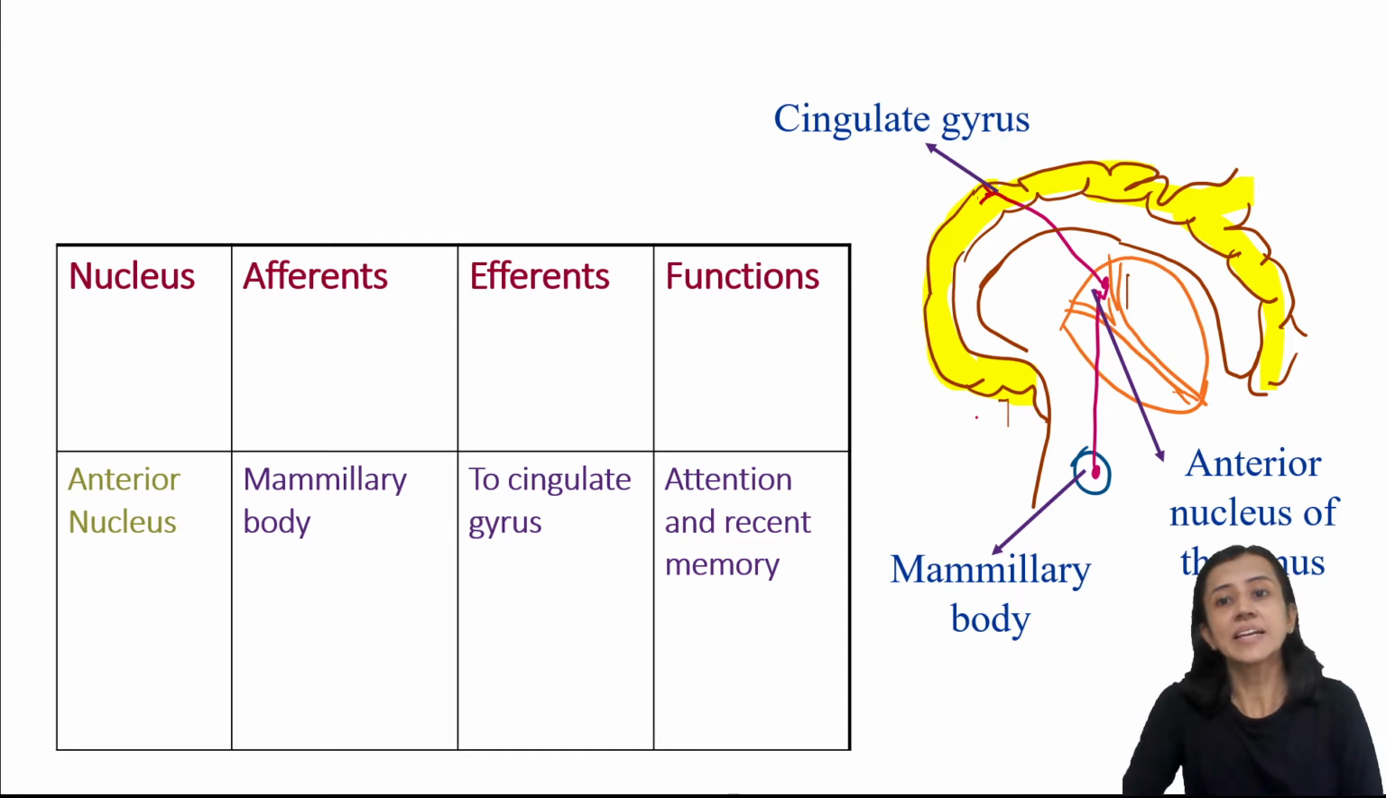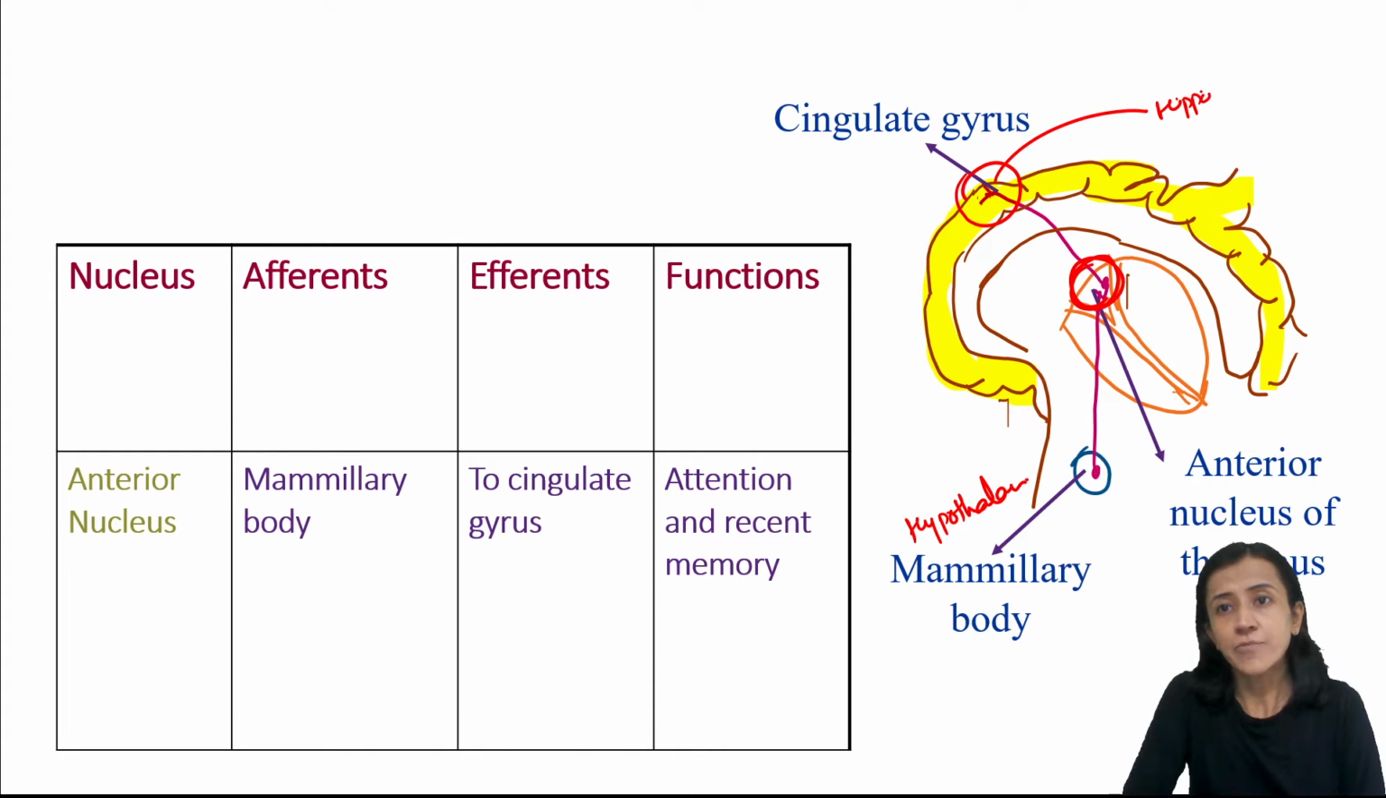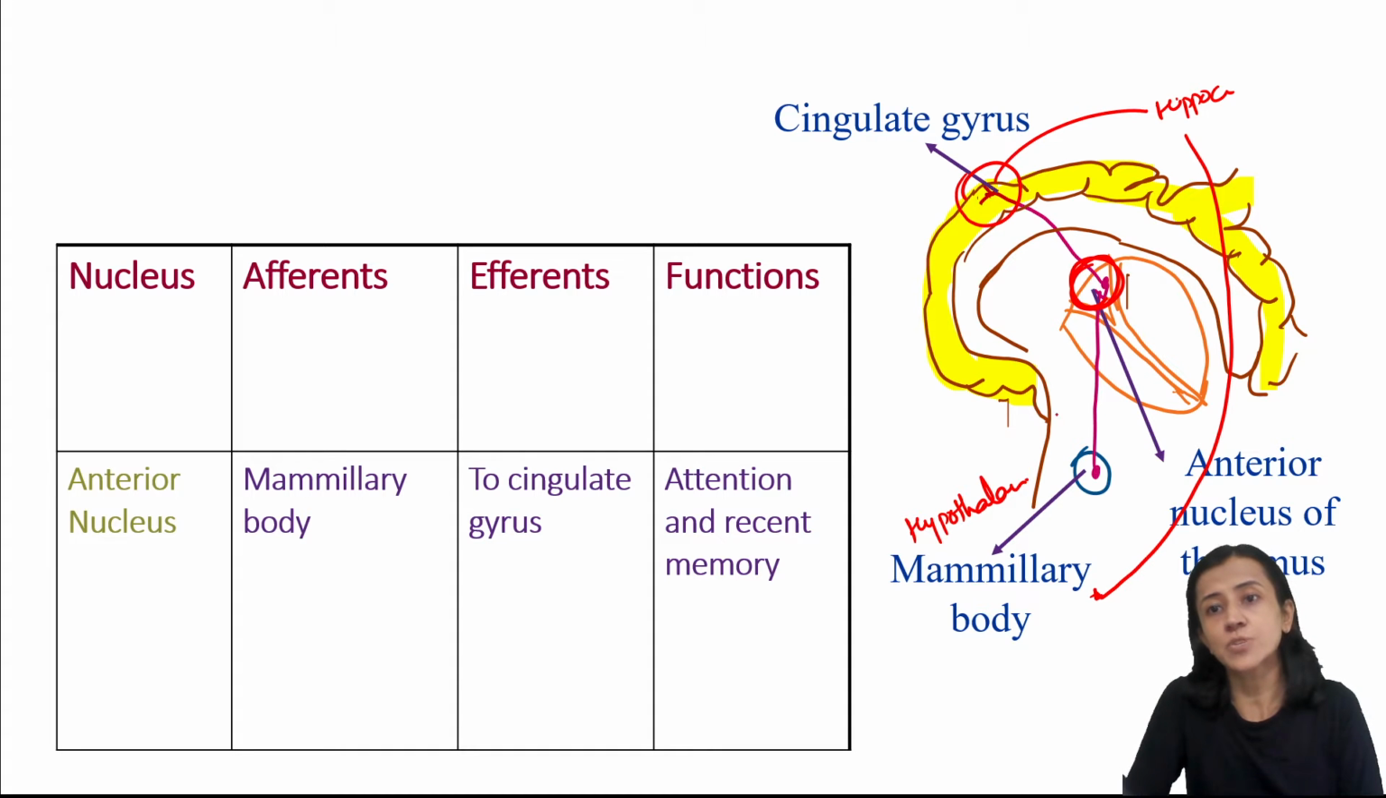Then comes the anterior nucleus, this one here. The anterior nucleus receives afferents from the mammillary body. The mammillary body is a nucleus present in the hypothalamus. Efferent fibers are given to the cingulate gyrus, as you can see here. From the cingulate gyrus this goes to the hippocampus, and from the hippocampus again to the mammillary body, then mammillary body to thalamus.